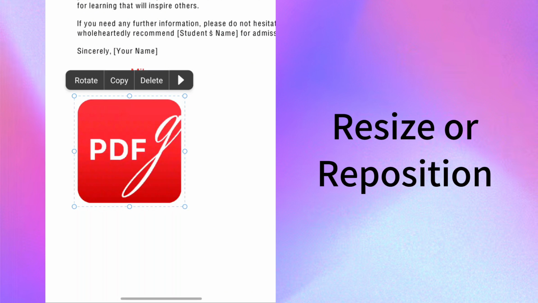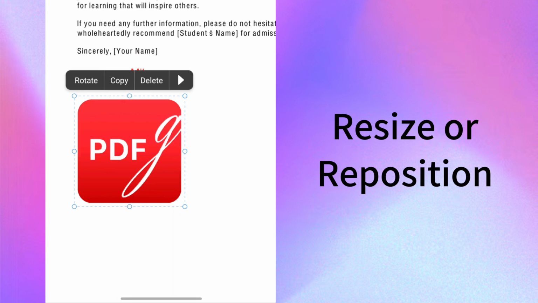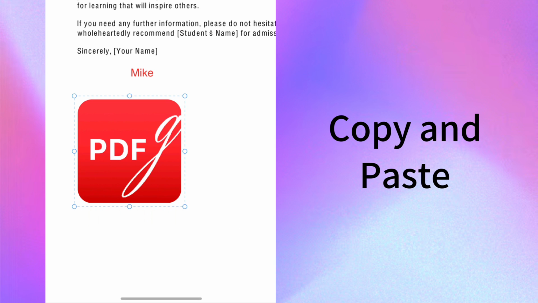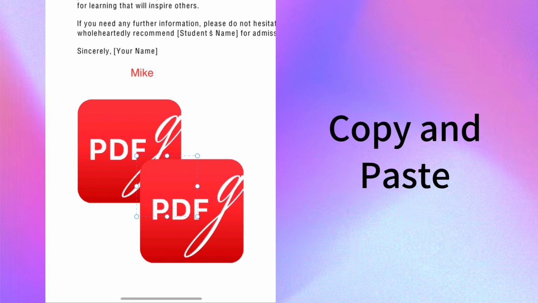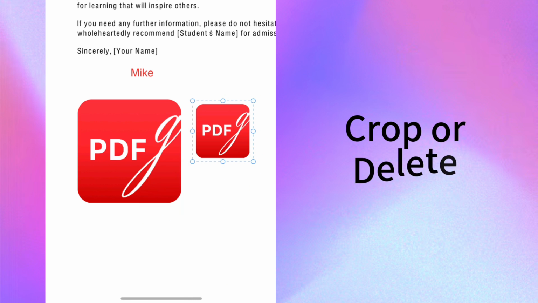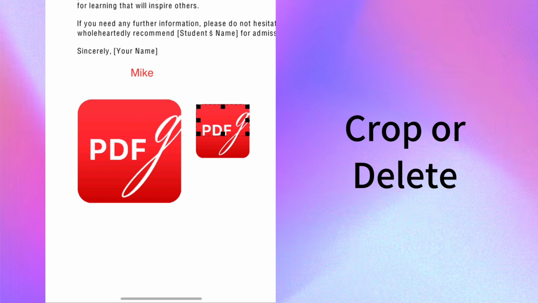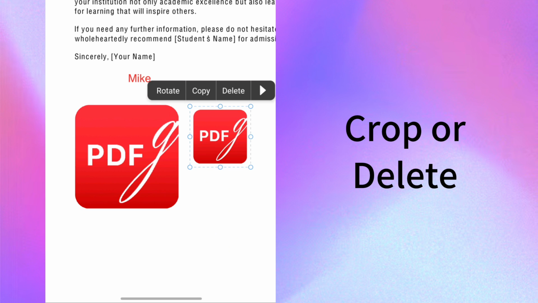Click the image to show the top toolbar, then use the Rotate button to adjust its angle. Tap the Copy button to copy the image, then long press anywhere to paste it. In this section, you can crop or delete your image. You'll also find advanced layout options, such as bringing the image forward or sending it backward. Simply click the More button on the right to access these tools.